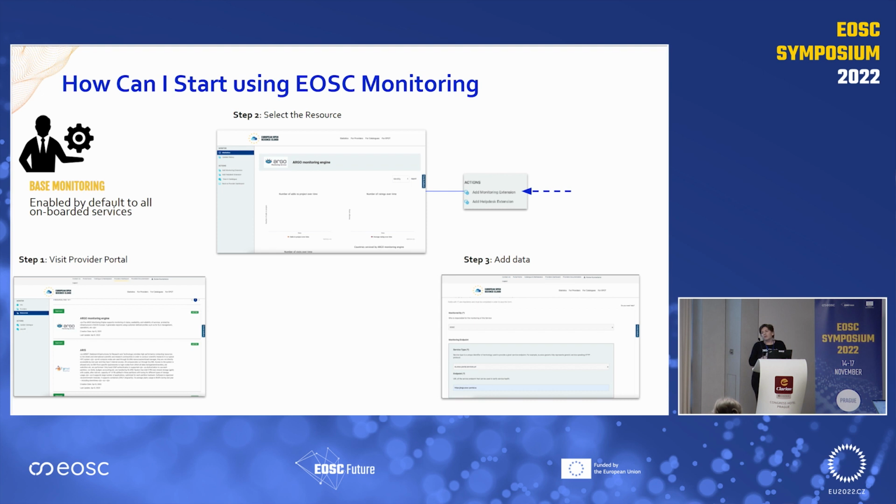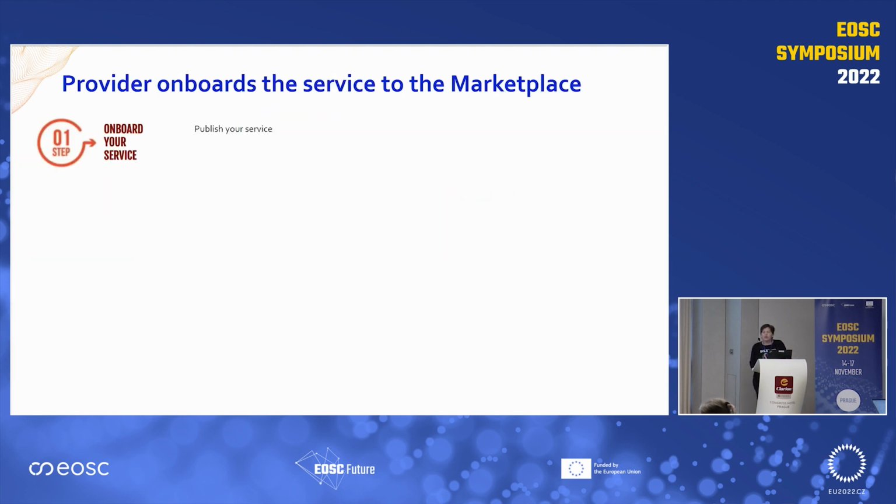If you want to add a second level, let's say, more monitoring to your service, then you have to visit the provider's portal, select your service, and in the menu, enable the monitoring extension where you can add more information about what type of checks you want to do on your service. If there is no check available for your service, you can contact the monitoring team via the Helpdesk to support you.